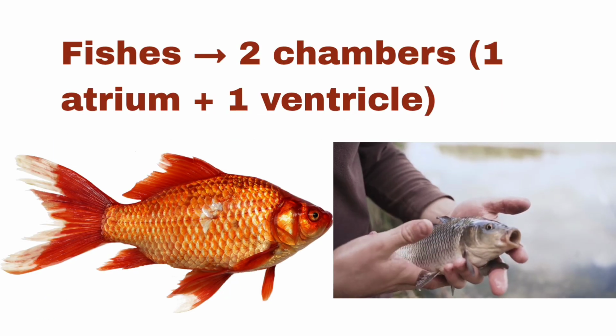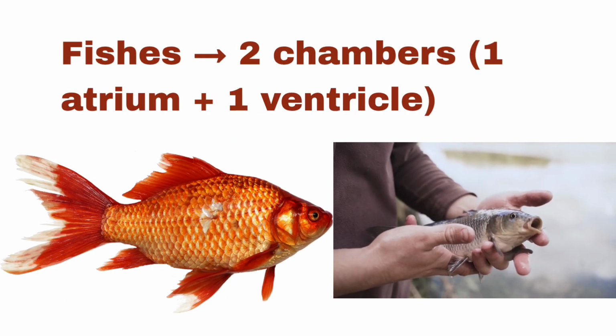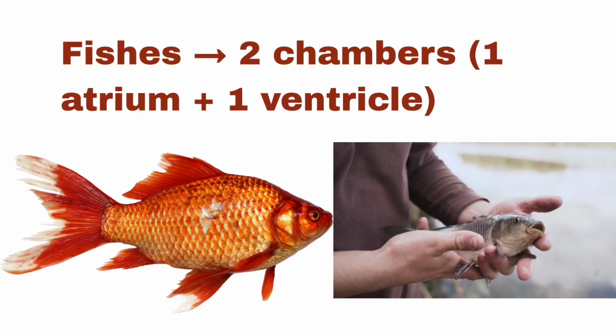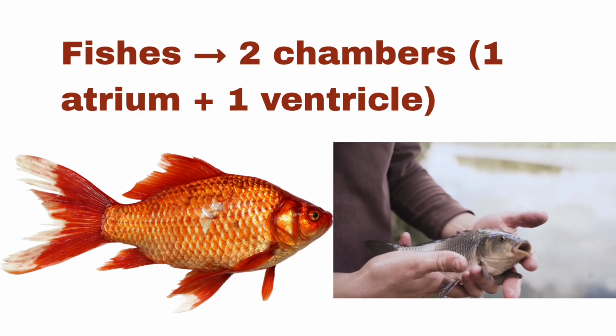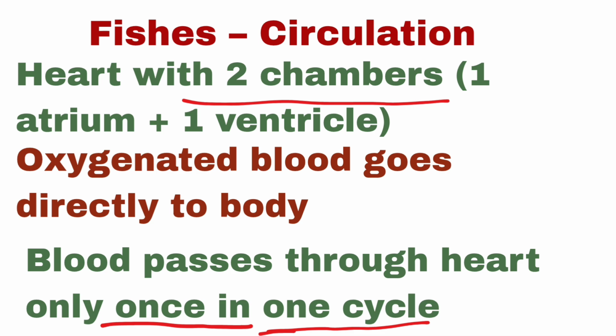Now let us look at fishes. Fishes, they have only a two-chambered heart, one atrium and one ventricle, and their blood is pumped first to the gills where it gets oxygenated and then passes directly to the rest of the body. And so in fishes, blood goes only once through the heart during one complete cycle. That is, in one complete cycle of circulation, blood goes only once through the heart in fishes.